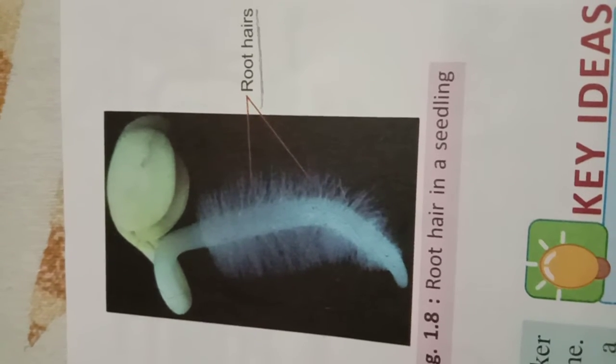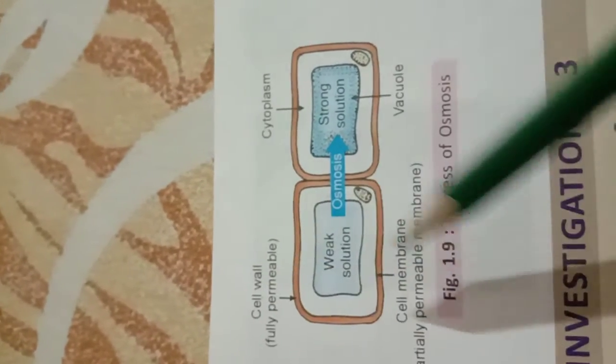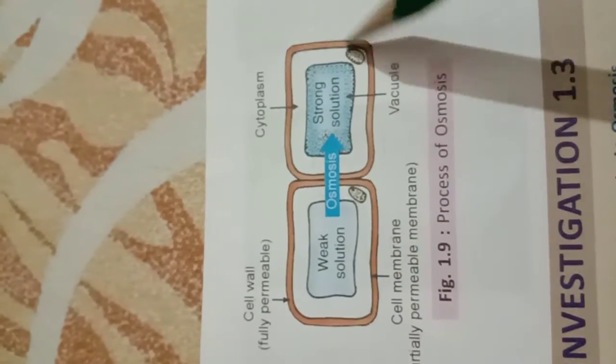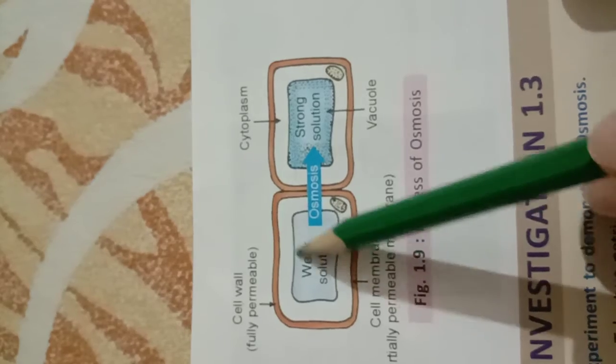So by the process of osmosis, the plants basically absorb water and minerals from the soil. This diagram is shown over here, you can see what happened. Here is the weaker solution, here is the stronger solution, it means here there is more water. Cell wall is present, cell membrane is present. They are showing the process of osmosis in a plant cell. So water will move from the weaker to the stronger solution, and this will happen like a chain reaction.